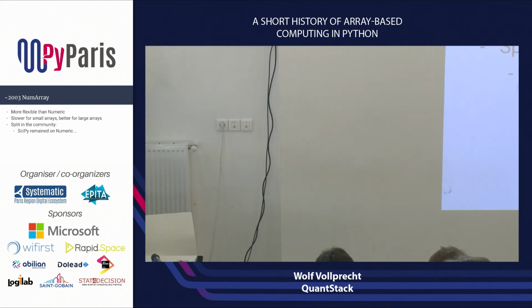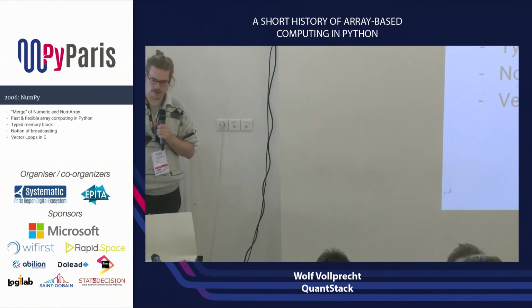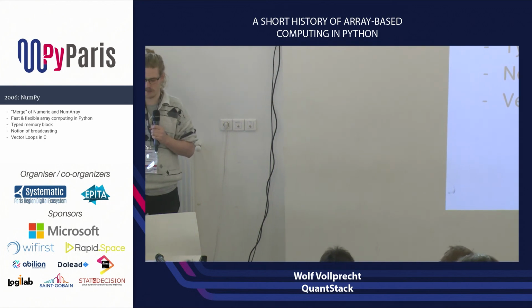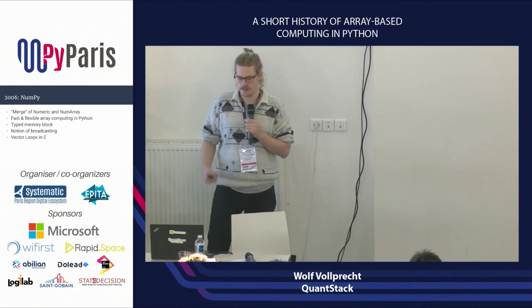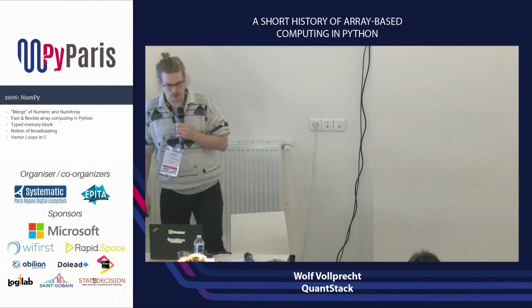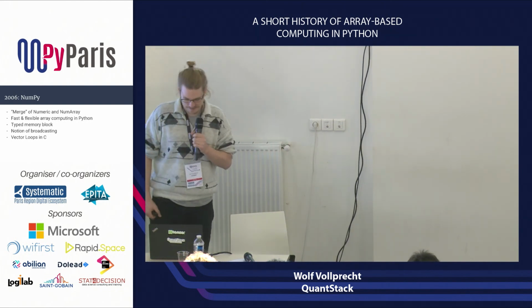And then in 2003, NumArray was basically a new edition of similar ideas to Numeric. But unfortunately, it was slower for small arrays and better for large arrays, and that kind of led to a split in the community, where SciPy remained reliant on Numeric, but other people started to use NumArray. And then in 2006, Travis Oliphant took it on, started to merge Numeric and NumArray into what became first SciPy Core, and then branched out into what we know and love as NumPy.